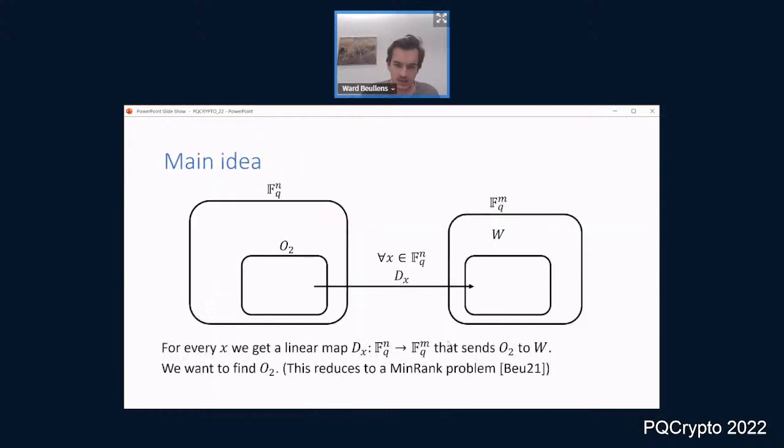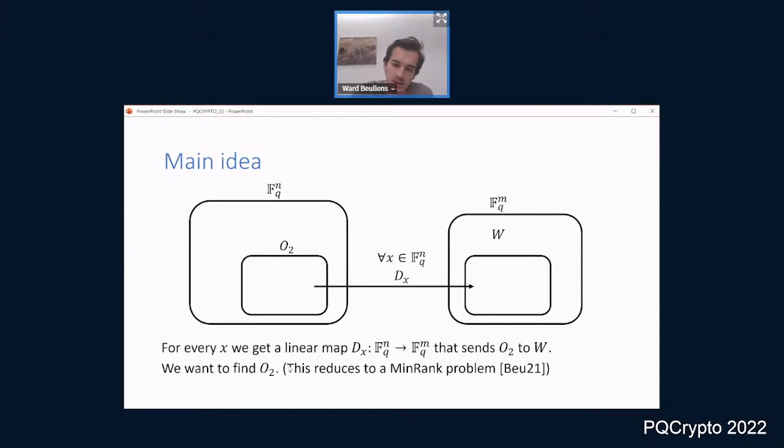So yeah, the main idea of the attack is going to focus on this property involving the differential. Right, so I'll just repeat. For every vector x in the input space, the differential at x, defined as the map that sends y to p(x + y) - p(x) - p(y), is a linear map that sends O2 to W. So these are two of our secret spaces. And from this property, we want to recover a vector in O2.